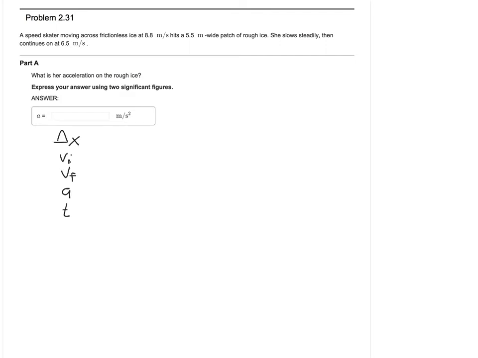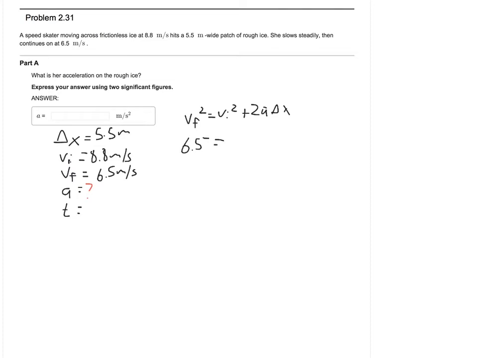So I have the speed skater initially traveling at 8.8 meters per second. They're going to slow down over a distance of 5.5 meters to a final velocity here of 6.5 meters per second. So we want to solve for our acceleration in this case, so I'm going to use my Vf squared equation. So we have Vf squared equals Vi squared plus 2a delta x, so 6.5 squared equals 8.8 squared plus 2 times a times 5.5.